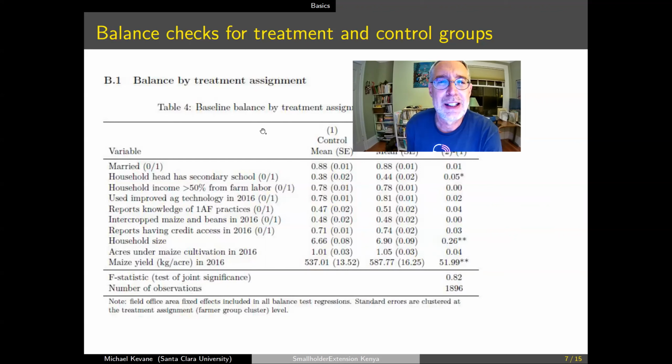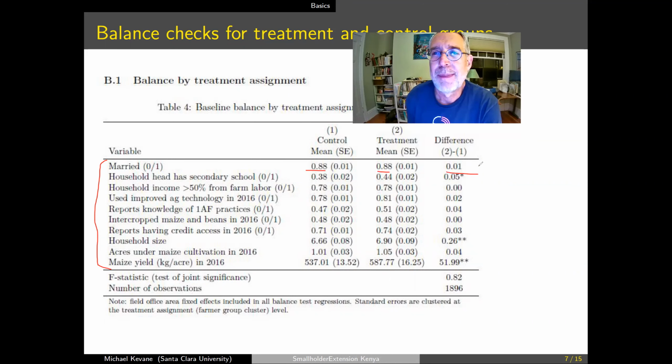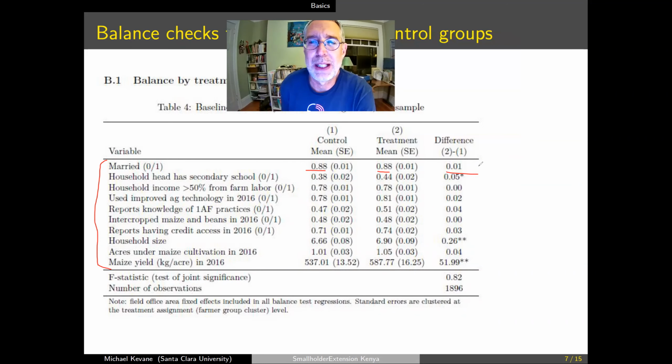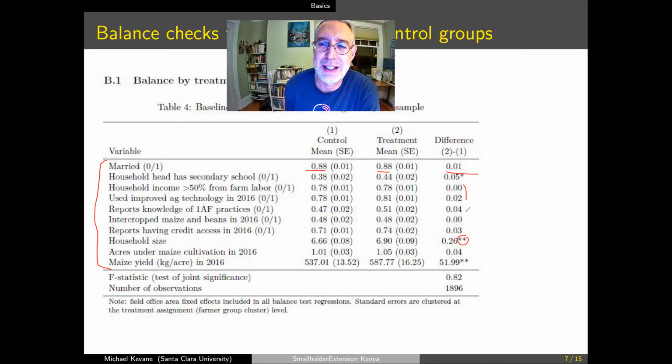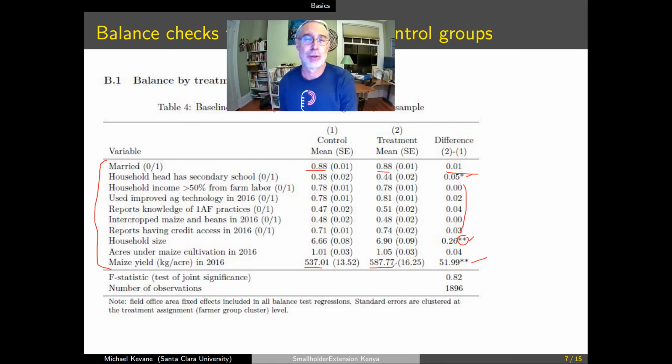Let's look very quickly at the balance table. So we have a bunch of variables here. And then we have the mean for the control group and the mean for the treatment group. And then the difference between the mean and treatment group, along with asterisks that are indicating whether the difference is statistically significant. And we see that most of the differences are not statistically significant, but there are a couple that are statistically significantly different. In particular, the maize yield is a little bit higher, almost 8%, maybe higher, for the treatment group compared with the control group.